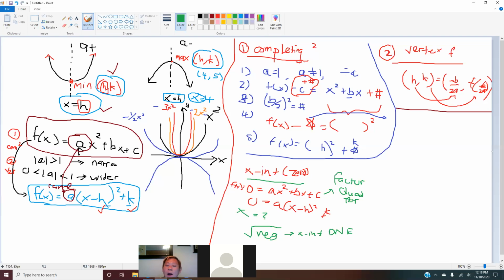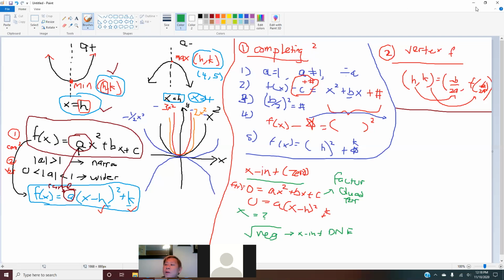Okay, so I'm going to show you both ways how to do this. And then after that, it's your choice in your test if you want to use completing the square or you want to use the vertex formula. It's up to you because your answer is the same.